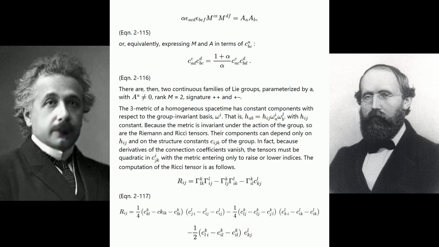The 3-metric of a homogeneous spacetime has constant components with respect to the group invariant basis, omega^I. That is, h_{ab} = h_{ij} omega_a^i omega_b^j, with h_{ij} constant. Because the metric is invariant under the action of the group, so are the Riemann and Ricci tensors. Their components can depend only on h_{ij} and on the structure constants c_{ijk} of the group. In fact, because derivatives of the connection coefficients vanish, the tensors must be quadratic in c_{jk}^i, with the metric entering only to raise or lower indices.